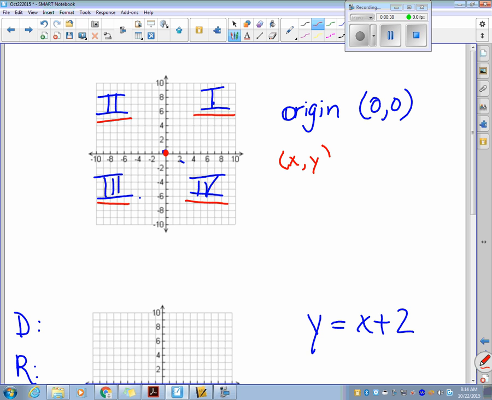The x tells us to go right or left. Right if it's positive, left if it's negative. And the y tells us to go up or down. Up if it's positive, down if it's negative. Okay? So we have a set of first coordinates and a set of second coordinates.